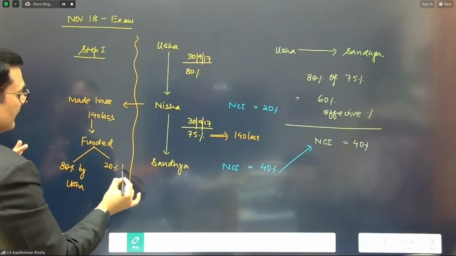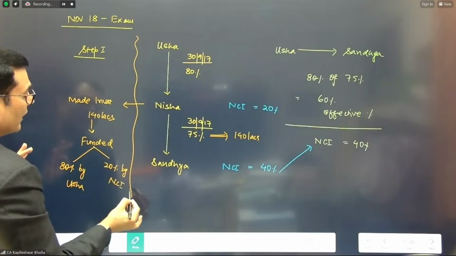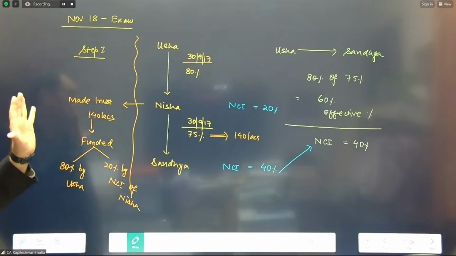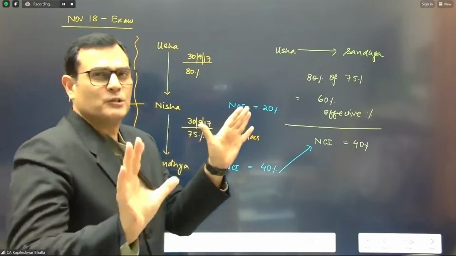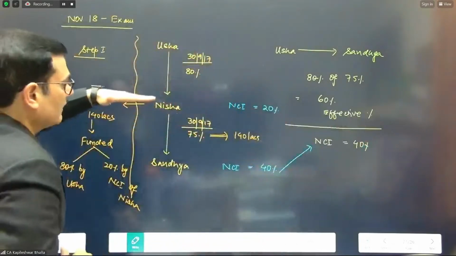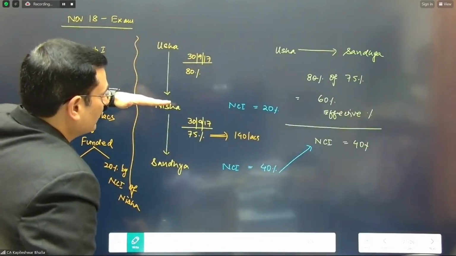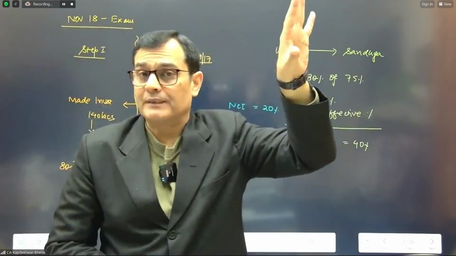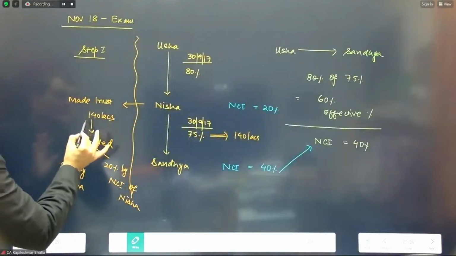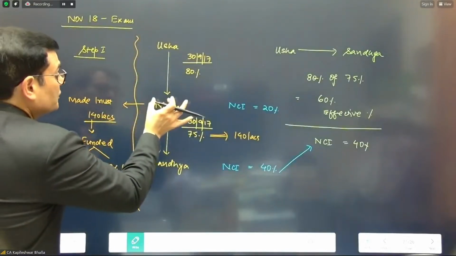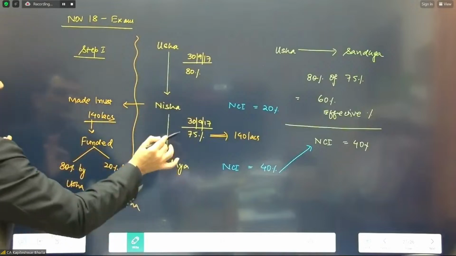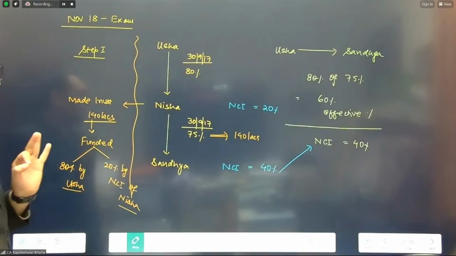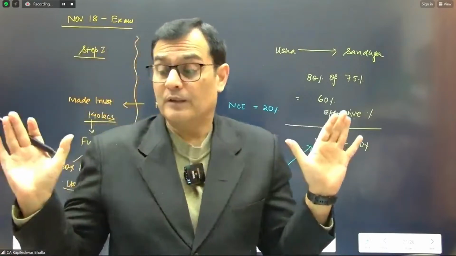And 20% by NCI of Nisha. Is that technically correct to say? Please vouch me on this part. This is the most crucial part. So please vouch me very carefully that this company is financed 80% by Usha and 20% by outsiders, which is the NCI. Right? So I'm very clear on this, that this investment which Nisha made in Sandhya is financed 80% by Usha and 20% by the NCI of Nisha.